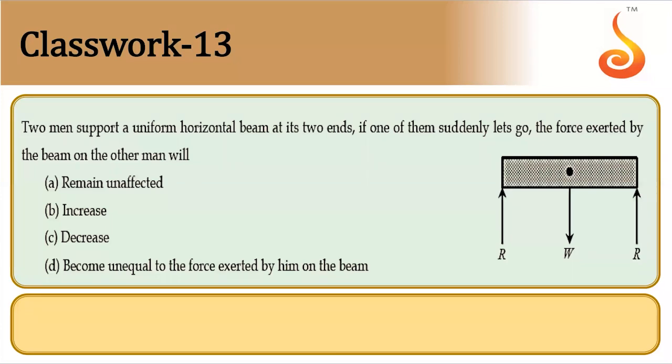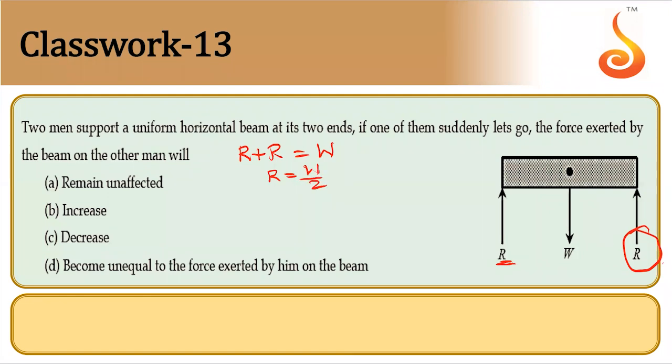So two men are supporting a uniform horizontal beam at the two ends. One of them suddenly lets go. What happens to the force exerted by the beam on the other man? Let's say this person goes off. Originally, there is a reaction due to the first man and a reaction due to the second man. So R plus R, the upward forces, should be equal to the downward force W. So R should be equal to W by 2.